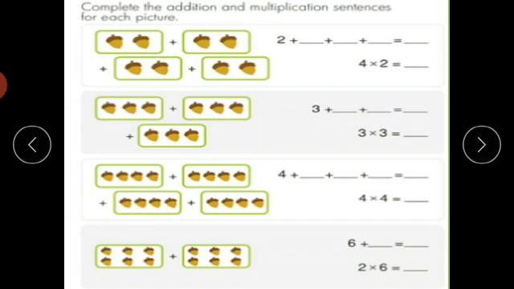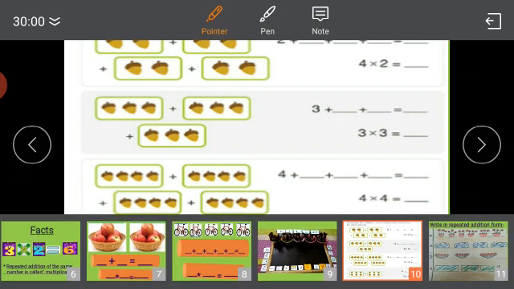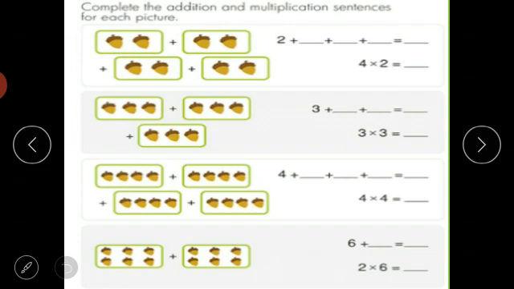But these 8 is the total number. Okay, total of fruits. So first is 2. Wait. Start doing. 2 plus 2. Then in third, 2.